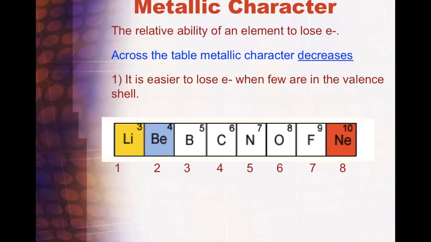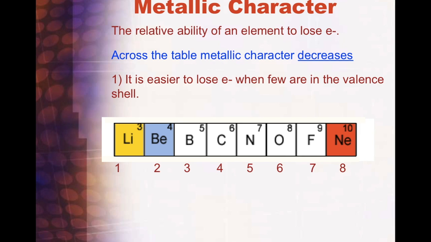Metallic character decreases across the table for two different reasons. First, it is easier to lose electrons when there are few electrons in the valence shell, because losing electrons is more likely to result in a stable electron configuration.